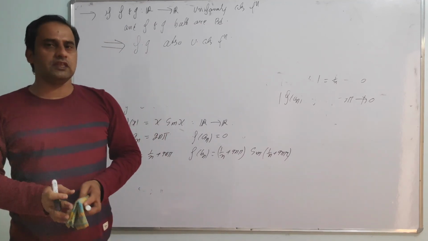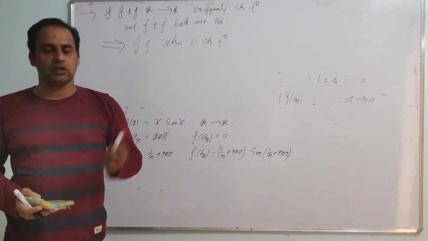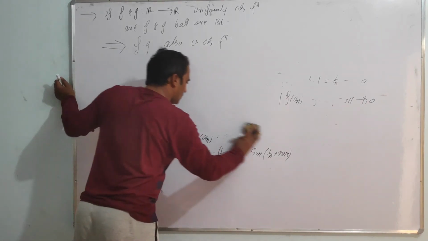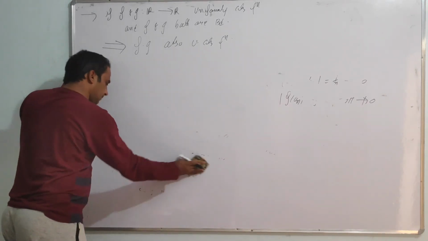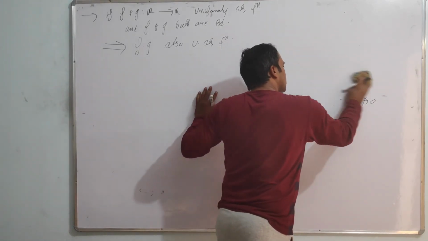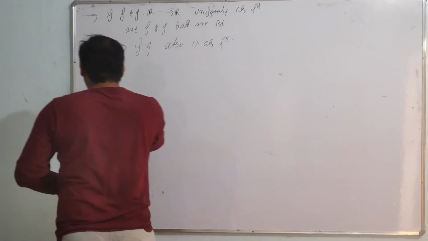Just try to prove this with the help of the sequential definition. You can easily prove this using that technique. And finally, what about the composition of two functions? If f is uniformly continuous and g is uniformly continuous, then what about f of g?